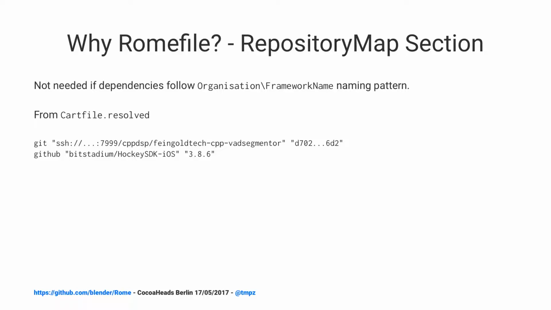So if you take these two example lines from a Cartfile.resolved, you can see that here, this is, for example, pointing to Bitbucket. And this one is pointing to GitHub at the HockeySDK. And there are two challenges with this. First of all, in the first line, there's no organization slash framework name pattern, so you cannot know what artifacts this is producing.